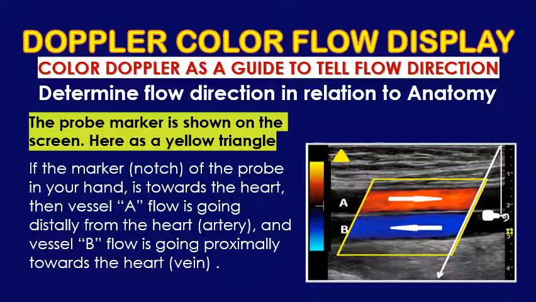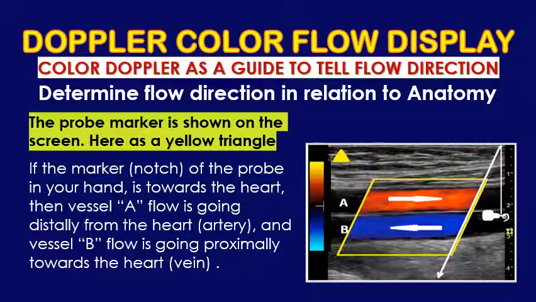Now, what if I want to know the flow direction in relation to the anatomy? Anatomy means, is it toward the heart or away? Toward the heart, usually these are veins. Away from the heart, usually these are arteries. So if I want to know if this flow is towards or away from the heart, I have to use the notch or the marker of the probe. The marker of the probe, you have it on your hand and you point it at whatever area, for example, superior or to the right side of the patient. So this is the marker or the notch on the probe.